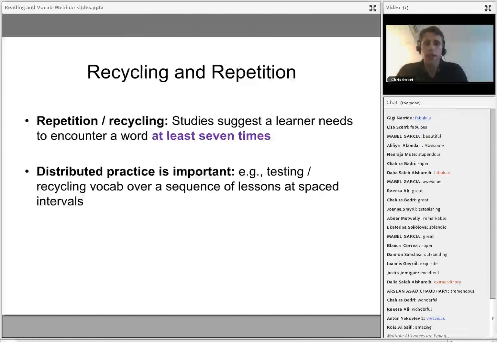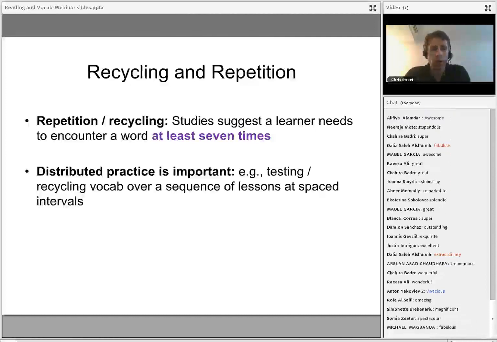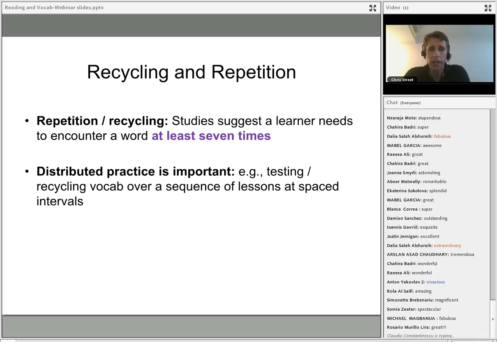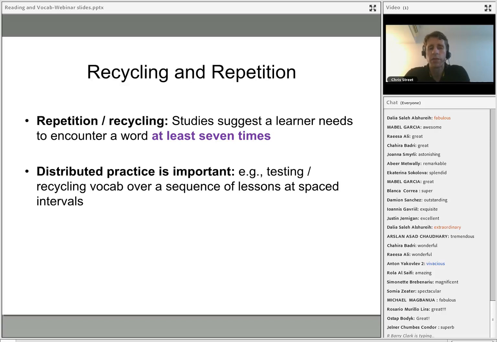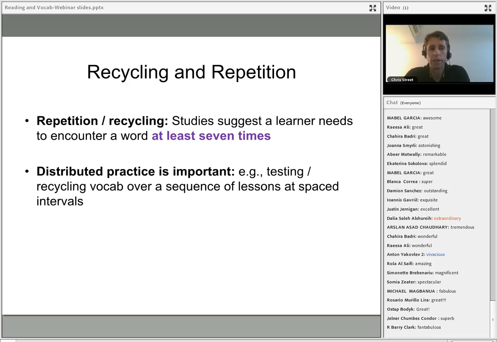Okay, now the last thing I'd like to mention just on this topic of vocabulary practice is recycling and repetition, and there's 2 main aspects to this. The first aspect is that studies suggest that a learner needs to encounter a word at least 7 times before it's kind of committed to their vocabulary. I know there's some studies that might say more than that, but the minimum figure is 7 times.